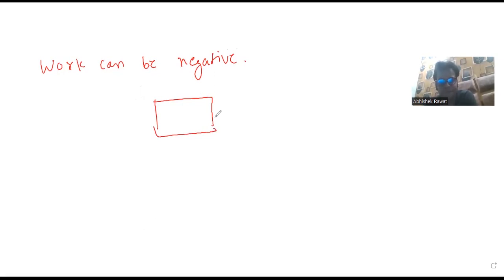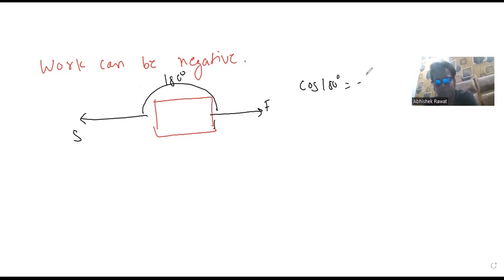Now, work can be negative also. Work can be negative if the angle between the force vector and displacement vector is 180 degrees. In this type of case, force is in this direction and displacement is in the opposite direction. So the angle will be 180, and cos 180 gives -1, which gives a negative value. This is another case you should know. It is important.